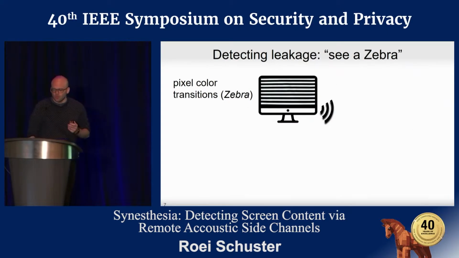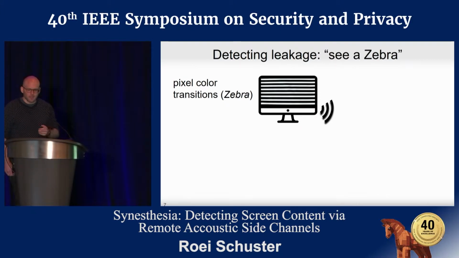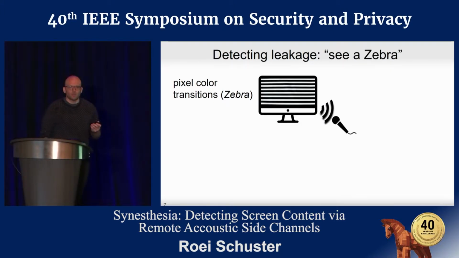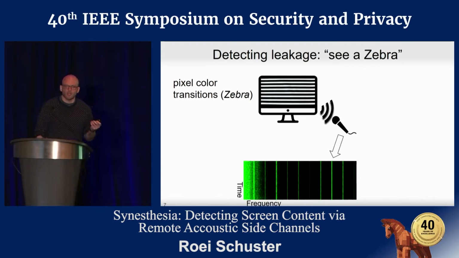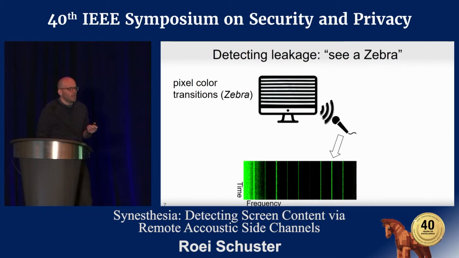To find out if we do have this leakage of visual content onto audio signals, we drew a zebra on the display. The zebra is just a series of black and white stripes. We recorded the zebra and visualized the signal using a spectrogram, which shows the frequencies in the signal through time. In this spectrogram, there is a predominant frequency component at 4 kilohertz.